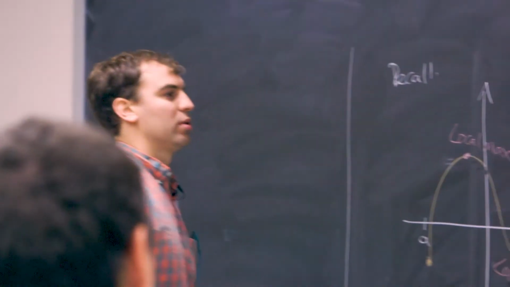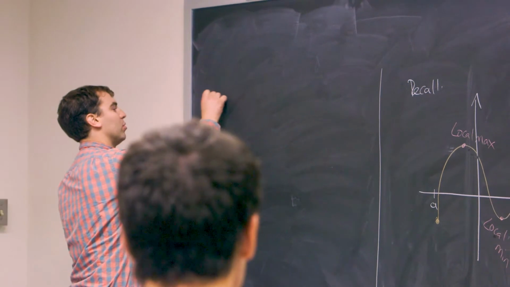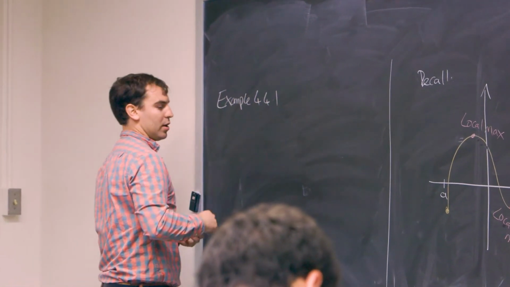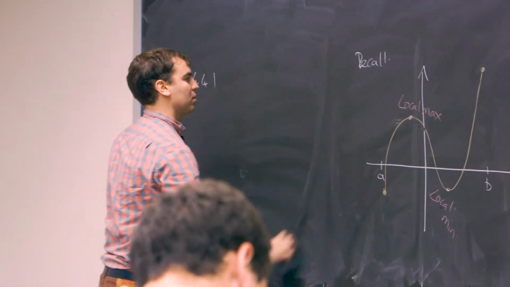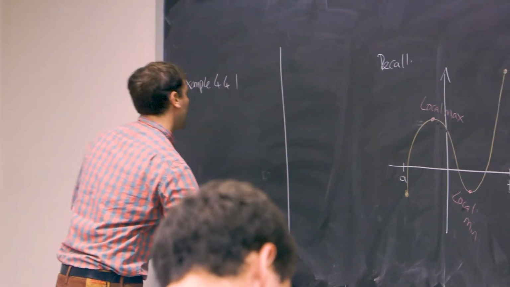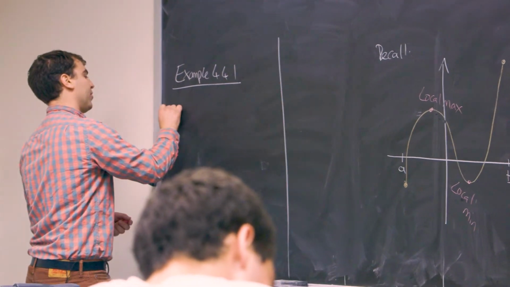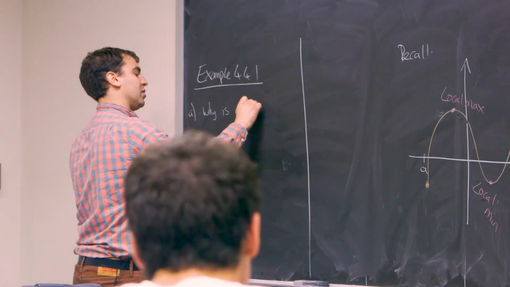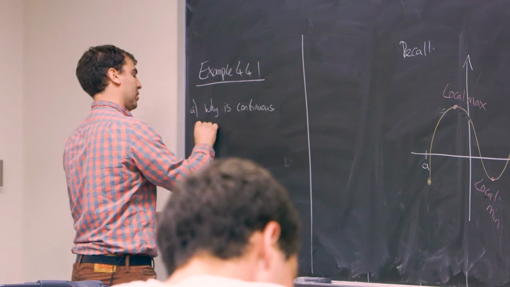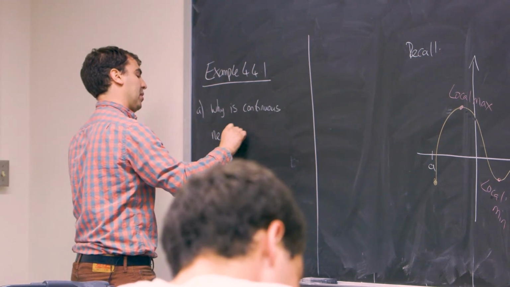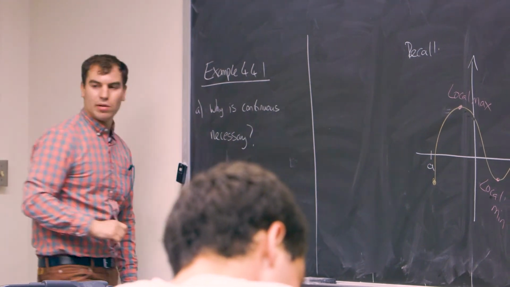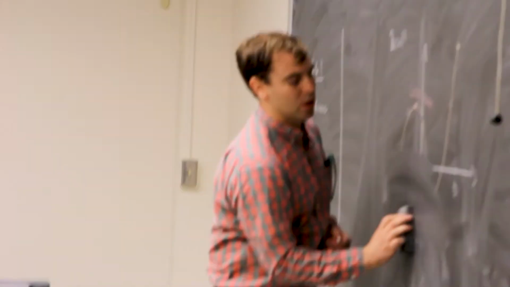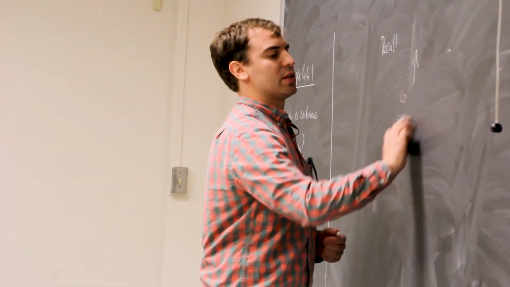So what I'm going to do is put up an example. This will be example 4.4.1. The first bit is: y is continuous, is that necessary? And part B is: y is differentiable, is that necessary?